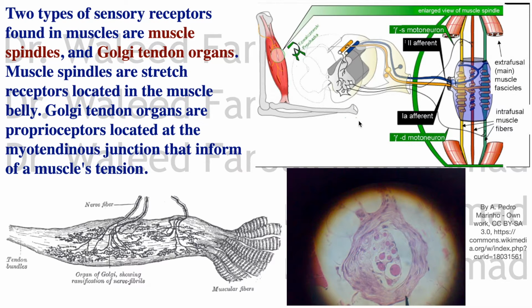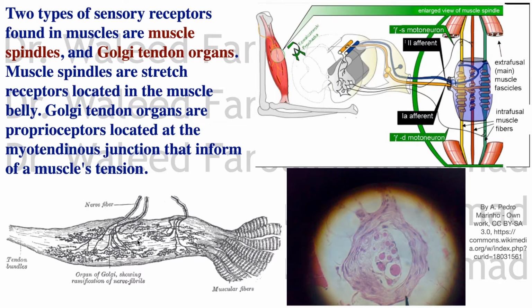There are other types of receptors. Before we leave that, this is the muscle spindle, and this is a microscopic picture of the muscle spindle. These are the intrafusal fibers and the extrafusal fibers. And this is a picture of the other receptors, which is composed of free nerve endings of nerve fibers turning into a special type of receptors called the Golgi tendon organs.